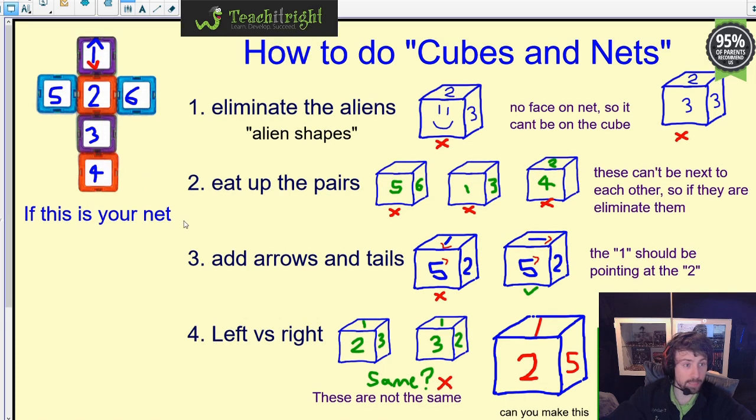The best way to spot this is to give yourself a top, so to somewhat arbitrarily decide which one is the top of the shape, and then assign a left and right on the cube and a left and right on the net and see if they match up. So here's going to be an easy example.